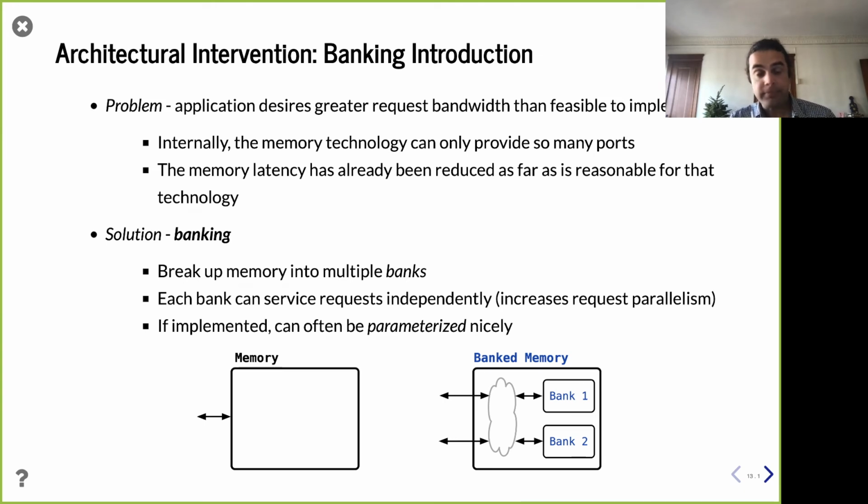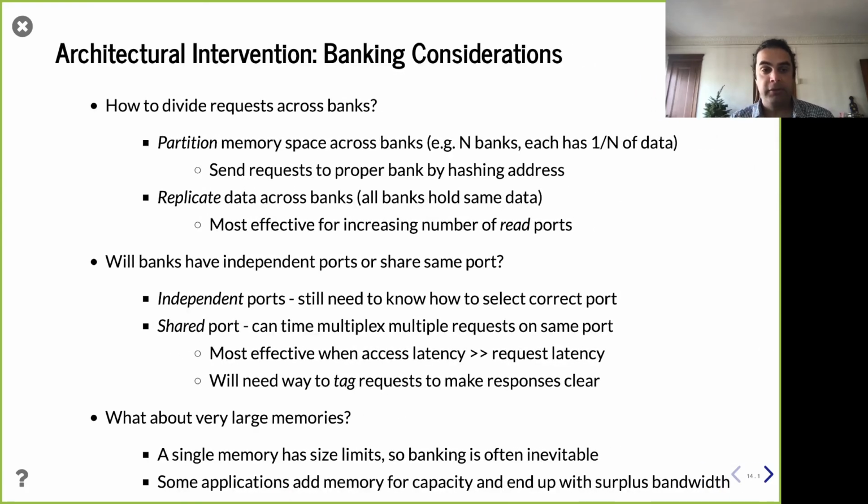Now, this all sounds great in theory, but let's talk about some of those actual caveats, right? So if you start breaking up memory into multiple banks, the question is, how do you break up the data, right? Well, you have 2 choices. You can partition it. This is kind of like that sharding example from distributed systems, where you say, okay, if I have n banks, each bank gets 1/nth of the data, and that's going to make sure I send the request to the right bank, right? So hopefully I have a uniform distribution of requests such that the requests uniformly fan out across my banks, and that works out.